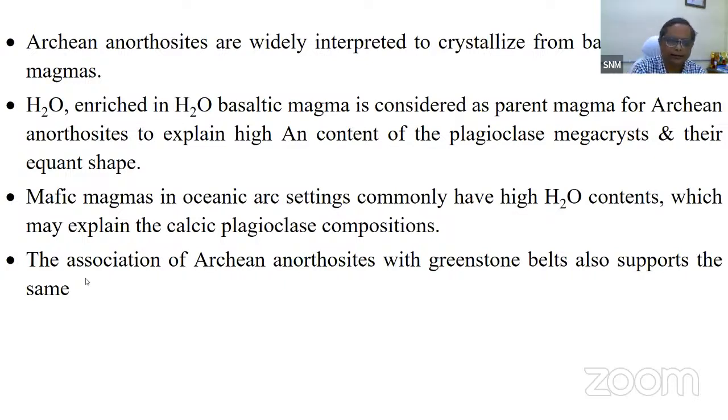But how do such calcic plagioclases form? To explain this, petrogenetic characters as well as experimental petrology indicate that when the basaltic magma is enriched in H2O, it can crystallize calcic-rich plagioclase megacrysts. So it is said that the Archean anorthosites have formed in oceanic arc settings.